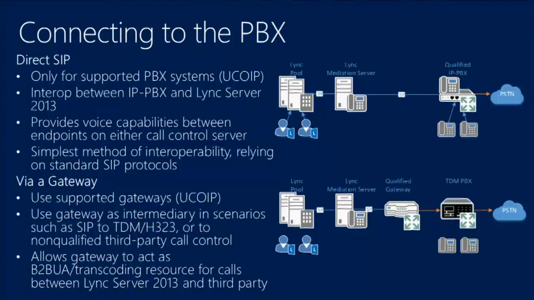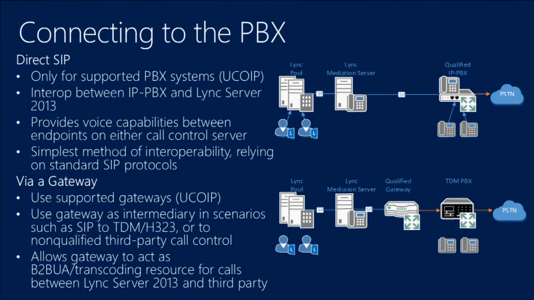From the perspective of how this is technically achieved, you can see, we have basically two options. On the top, you can see what we call direct SIP. You can do that if your PBX is actually an IP PBX, and if it has been qualified in the UC OIP program to work with Link. Then you just create a trunk from the Link mediation server to the PBX, and you don't need any additional equipment. If your PBX is not qualified, or if it isn't even an IP PBX, it's an old TDM PBX, then you need to use a qualified gateway.